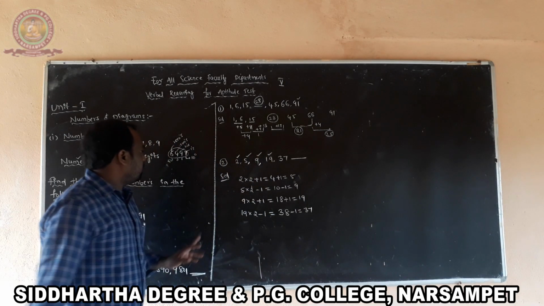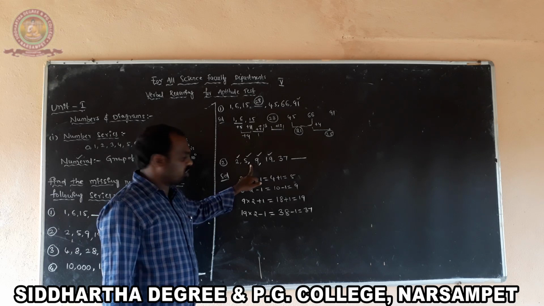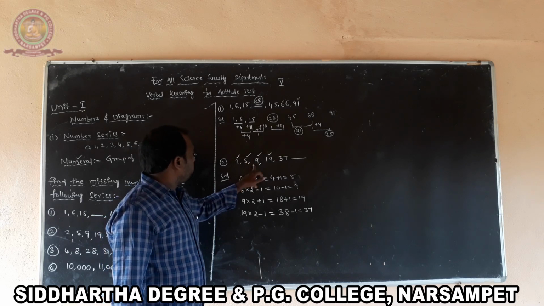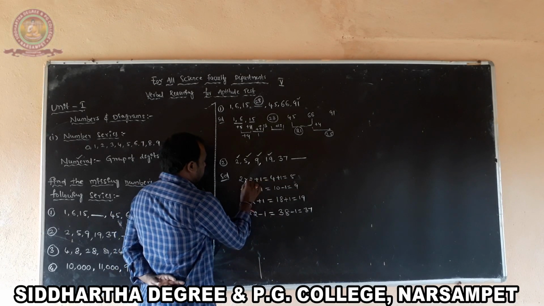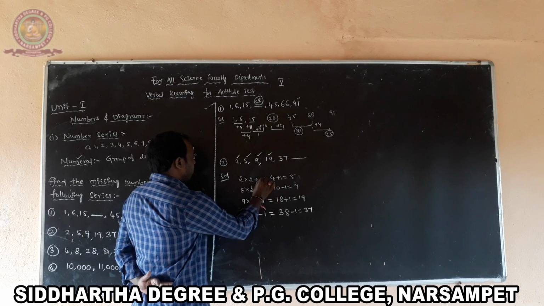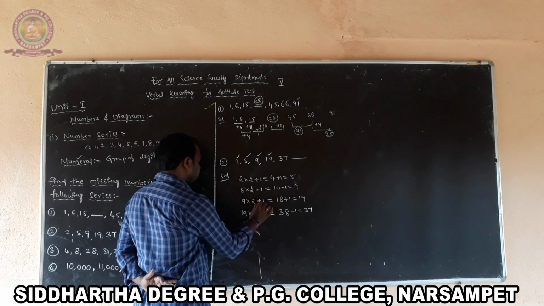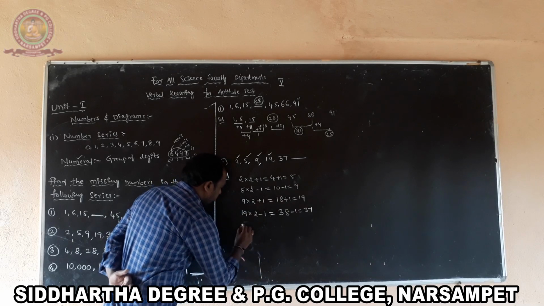So this is the order. This one is multiplying with 2 plus 1, that is the next term. This one into 2 minus 1, then the next term. So where it is into 2, either plus 1 or minus 1. So this is plus 1, minus 1, then plus, then minus, then 37.